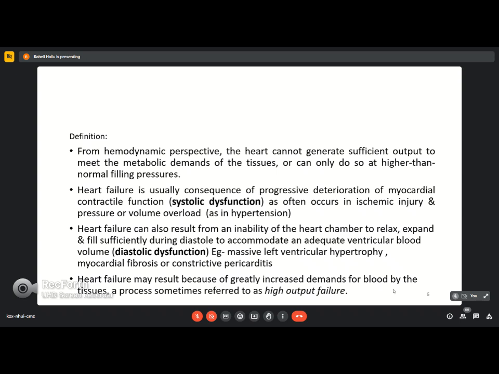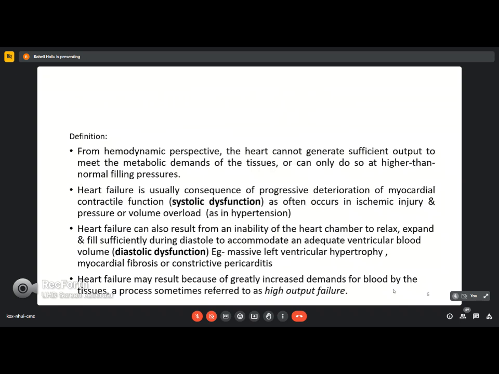So this is what I'm saying. The definition of heart failure is that the heart cannot generate sufficient output to meet the metabolic demand of the tissues, or it can only do so at higher than normal filling pressures in the case of compensated failure.